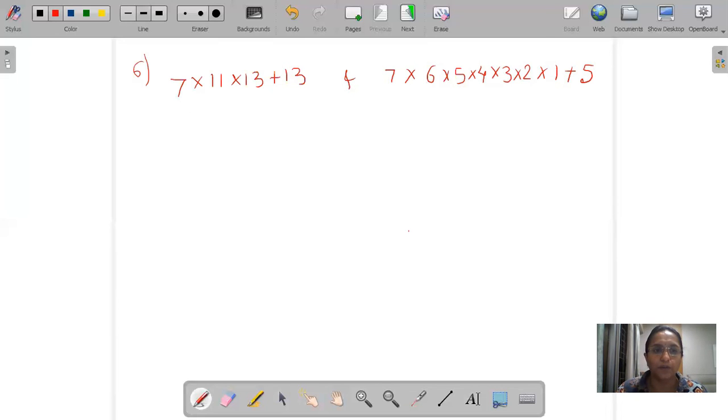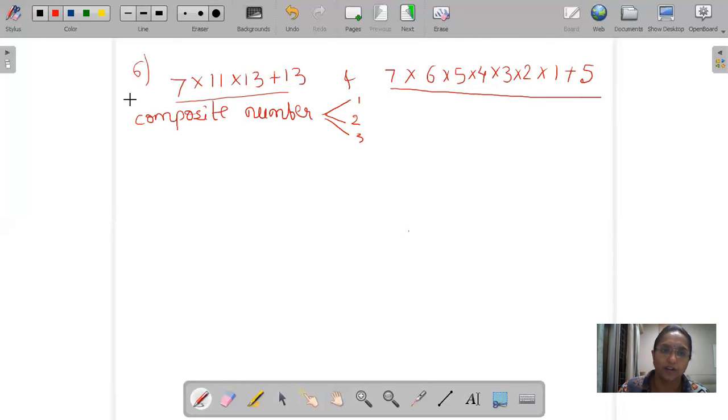You know what are composite numbers? So many times I am repeating this because this definition is important. A composite number is one which has 3 or more than 3 factors. But compulsory, it should have 3 factors. That is compulsory. So let us check whether these two numbers have 3 factors or not.